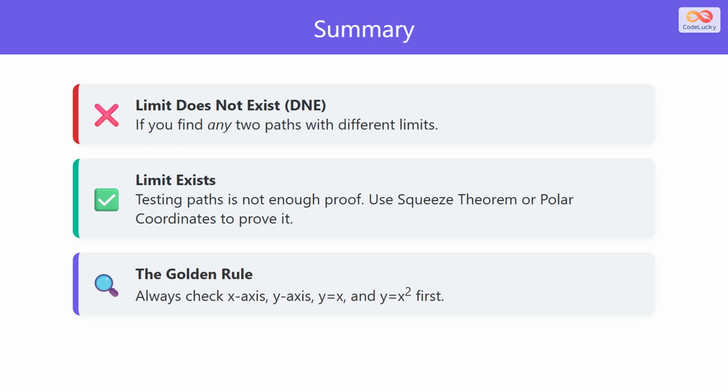To wrap up, remember that finding two paths with different limits is the easiest way to show a limit does not exist. Always check the axes first, then try y equals x and y equals x squared. But to prove a limit is true, you will need stronger tools like polar coordinates.